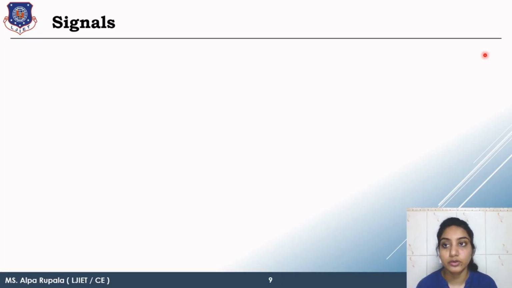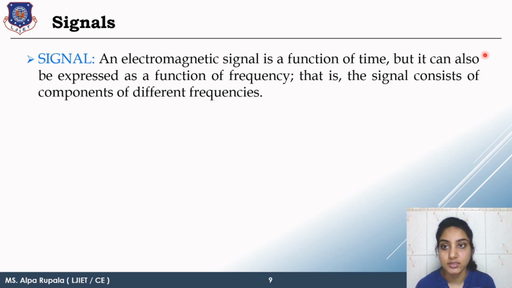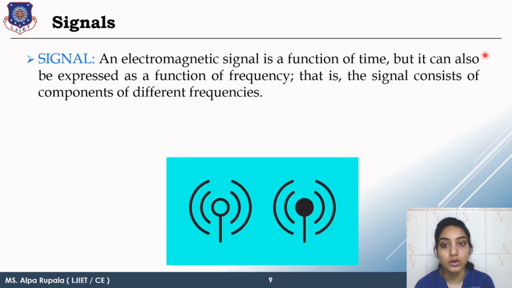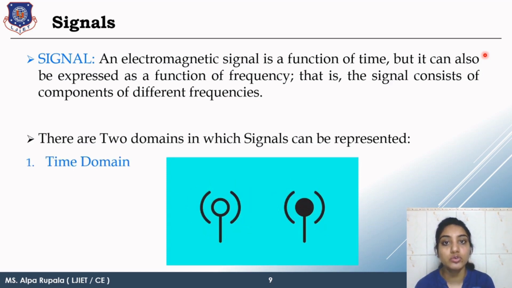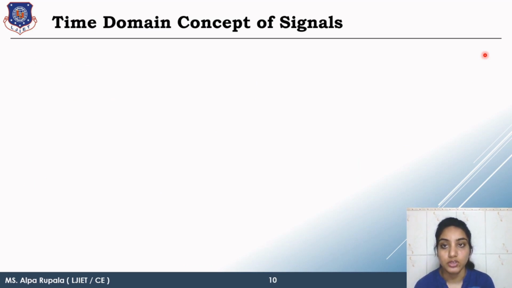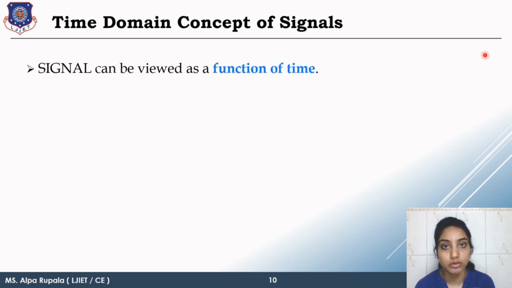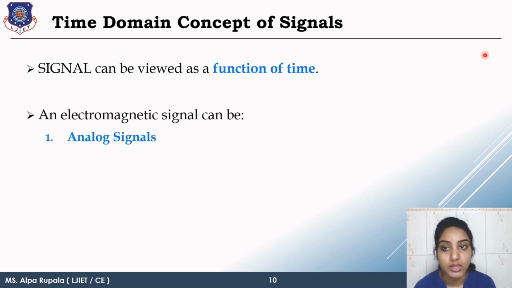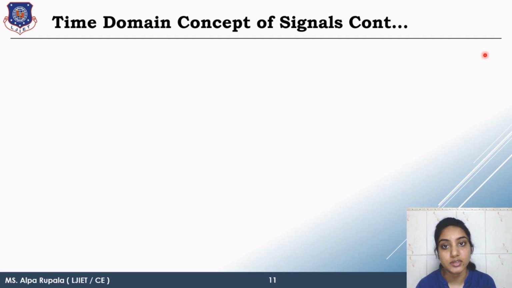Now moving forward to our next topic, signals. A signal is an electromagnetic wave. It can be a function of time or a function of frequency. On the basis of that, we have two domains of signals: the first one is the time domain and the second one is the frequency domain. First of all, we are learning about the time domain concept of the signal. The signal can be viewed as a function of time. And electromagnetic signals can be of two types: analog signals and digital signals.